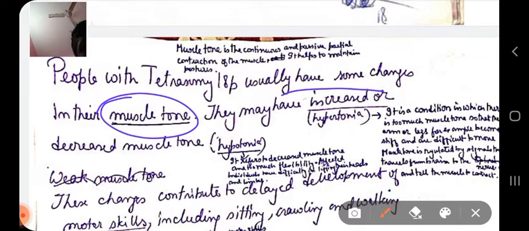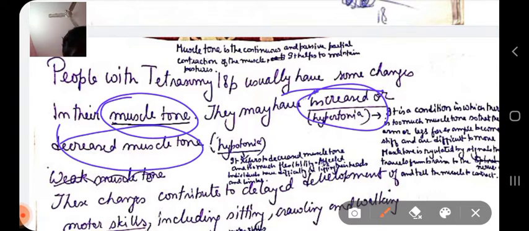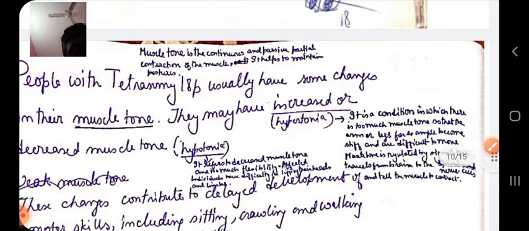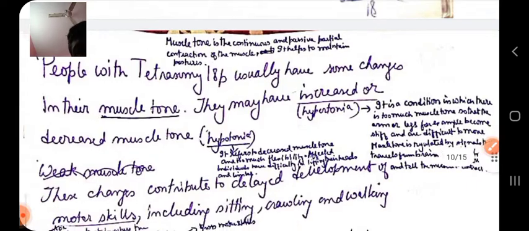This may have increased or decreased muscle tone. So we can have an increased muscle tone known as hypertonia, or decreased muscle tone called hypotonia. Hypertonia means a condition in which there is too much muscle tone, so that the arms or legs, for example, become very stiff and are very difficult to move. And muscle tone is regulated by some signals that travel from brain to the nerve cells and tell the muscle to contract. That is going to be inhibited, not properly functioning.